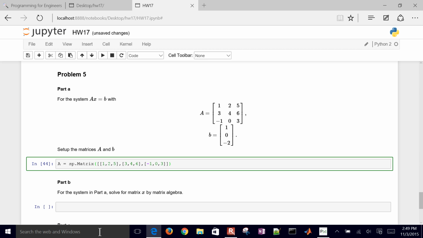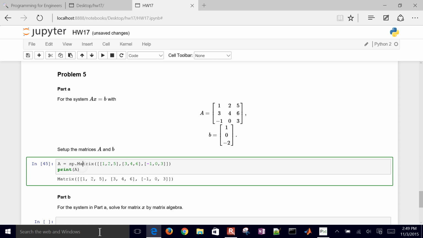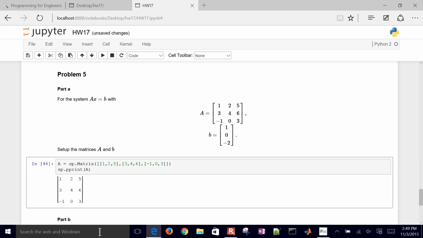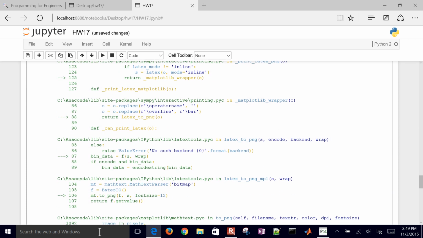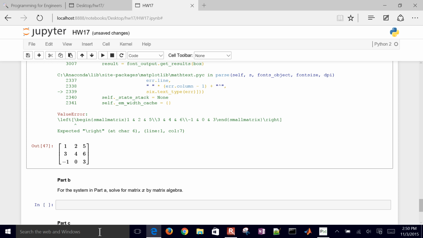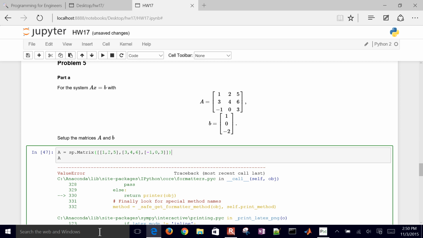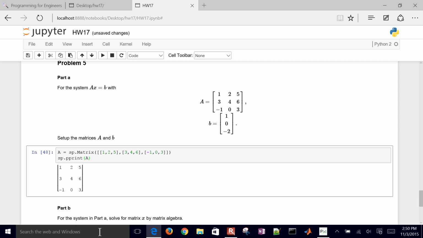Let's see if that worked. I'll print A. Okay, so that's just a matrix. If I do something like sp.pprint, it looks a little bit more like a matrix. If I just do A, it came out with output 47. It shows it in LaTeX there. I don't like all these error messages, so I'm going to use sp.pprint. Okay, and there is my matrix.